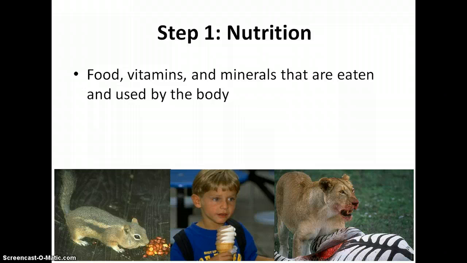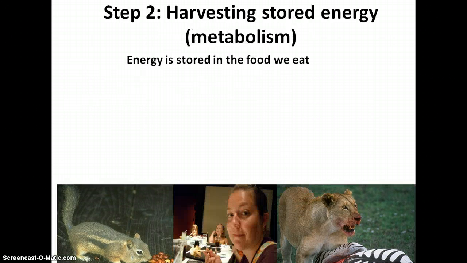And so what we've really been talking about before all this is what the first step is, and that's nutrition. It's taking in the vitamins, minerals, and foods that are eaten and used by our body. But how are they used? And that's what we're going to look at today. So let me give you the big picture here.